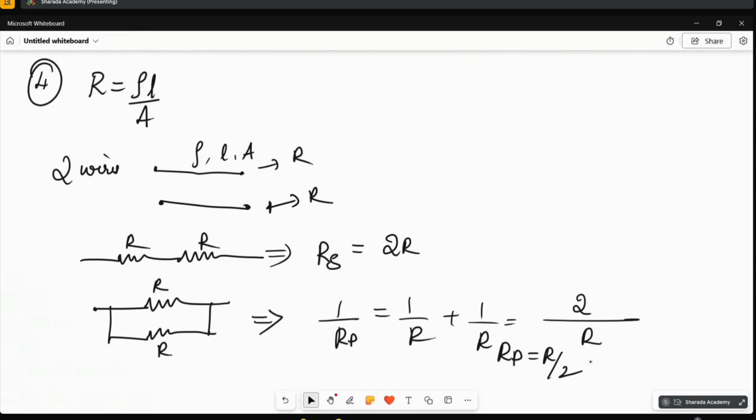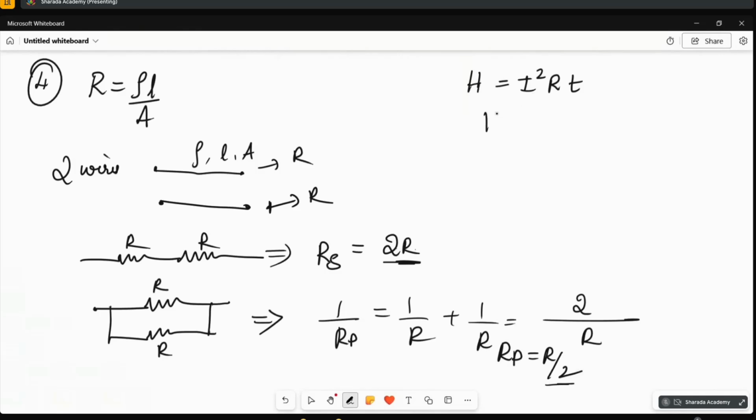Next, what is given in the question? The ratio of heat produced in series and parallel combination, that is the question. You should calculate the ratio of heat produced in series and parallel combination. In this setup, total resistance is 2R. Here it is R by 2. Now, what is the heat produced? What is the formula we have? I square into R into T.